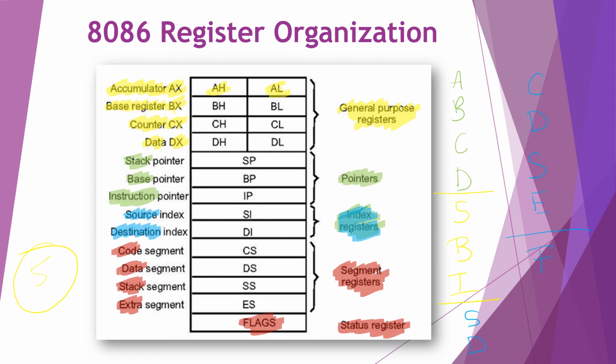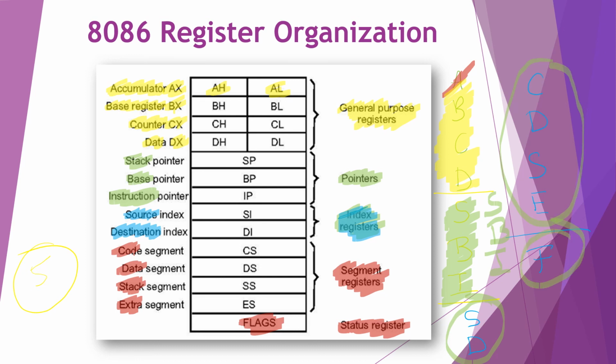The first group contains the 4 registers A, B, C, D. The second group contains S, B, I, right? Let me write again. S, B, I we have. Then we have S, D. Then we have C, D, S, E, and in the last we have F. So this is the 8086 register organization.